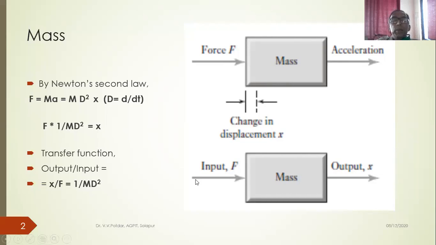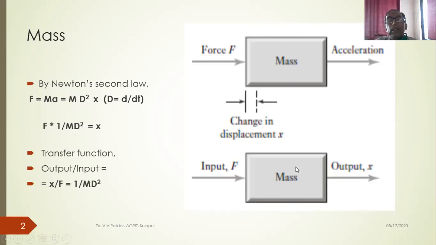In the block diagram representation, if you recollect, we start from the left hand side. These arrows represent the signals. I apply F, force, as the input, and I get x as the output, right? So that is the output side. Now, within this block, I write mass, and mathematically what I write is 1 upon m D square, which is the transfer function of this inertia element.